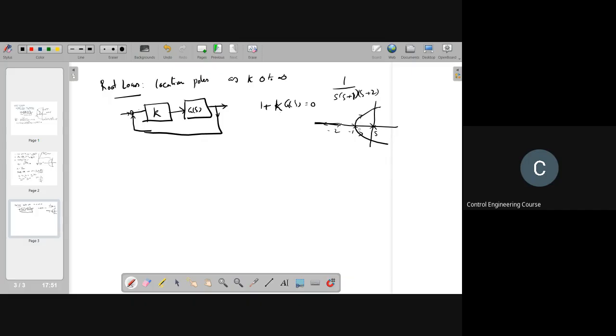You have already learned how to draw the root locus and things like how to calculate k for a given pole. Suppose I give you a pole at this point, some p1. How do you calculate k at that point? By using this condition: k times G(s) equals minus 1. The magnitude of k times G(s) at the given pole s equals p1 has to satisfy magnitude 1.